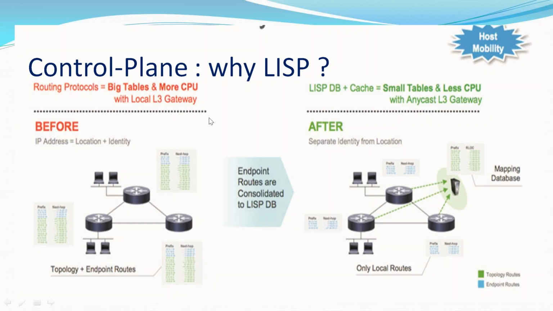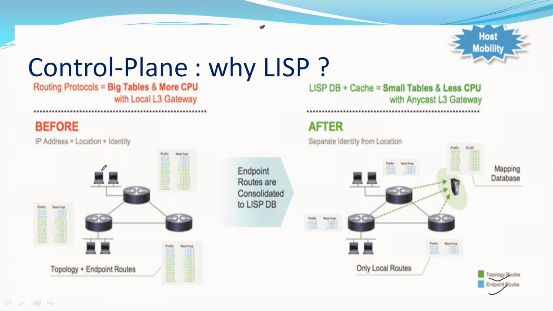Now from this diagram, let's understand what I'm trying to explain. So why do we need LISP? Because we need some separation between our planes. So what planes do I have? I have, say, topology routes. I have endpoint routes. Let me highlight as well from my marker. So here you can see that I have topology routes, I have endpoint routes.